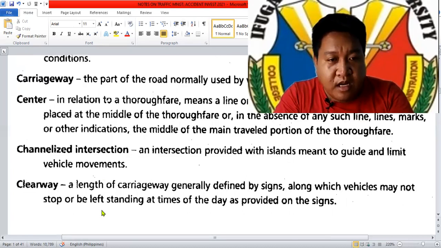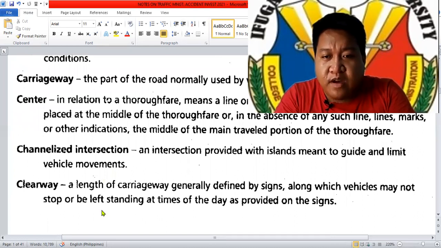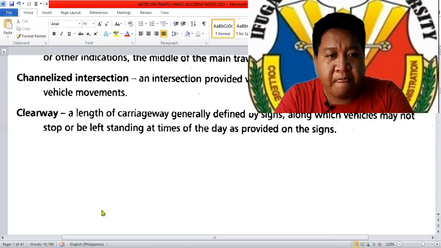Then clearway, it is a length of carriageway generally defined by signs along which vehicles may not stop or be left standing at times of the day as provided on the signs, clearway.